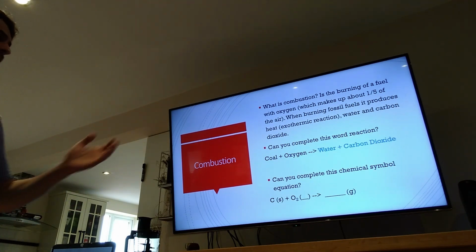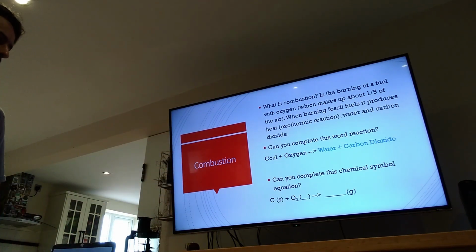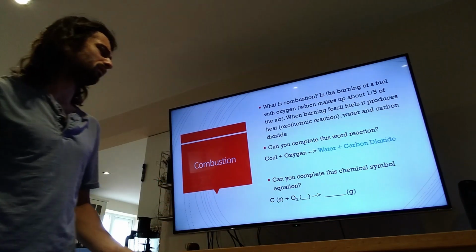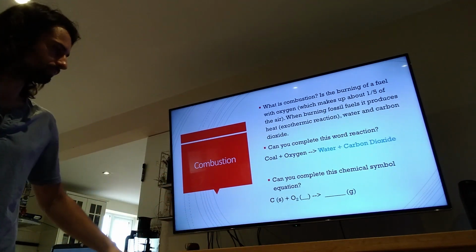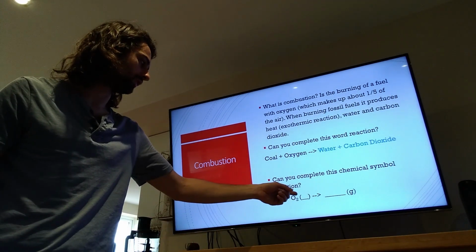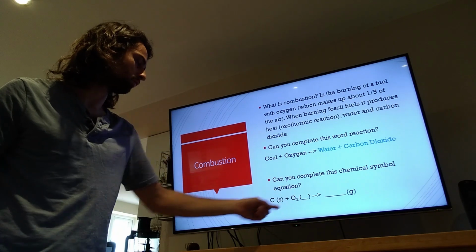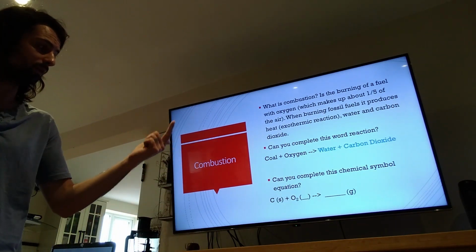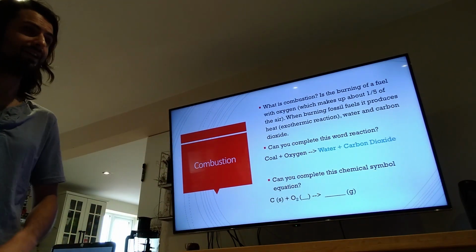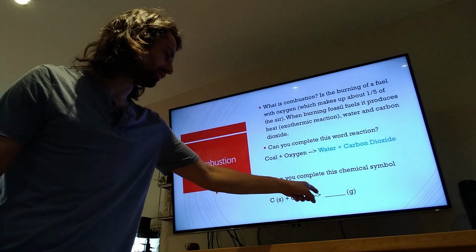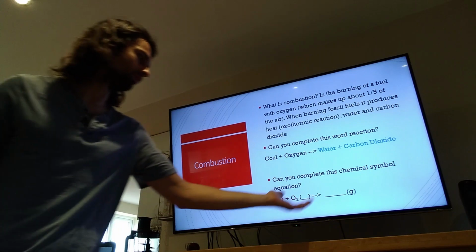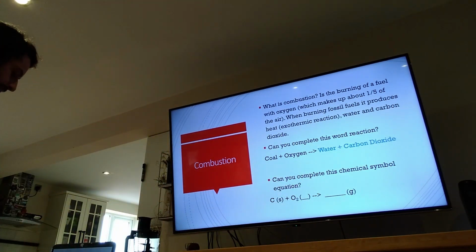What I want you to now do is try and complete this symbol equation to show me what happens when you react. This is going to be carbon, which represents our coal here. It's solid. You've got oxygen. I want you to try and give me the state of matter for oxygen as well. So S for solid, L for liquid, G for gas, and AQ for aqueous when it's dissolved in water. The little arrow is showing that the reaction's taking place, and then I want you to tell me what is produced.